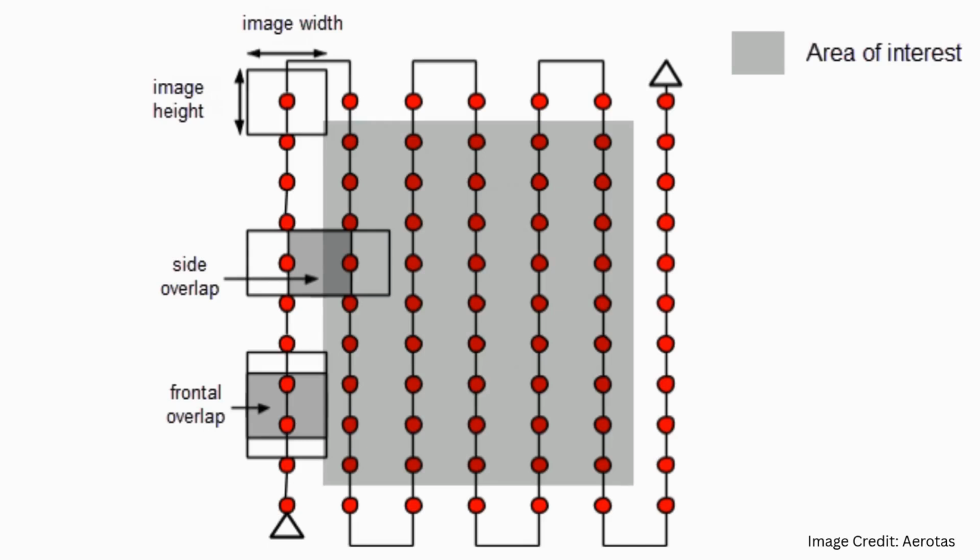Conclusion. To sum it up, we covered the 3 main types of overlap, their ideal percentages, the risks of too much overlap, and when it's okay to go beyond the norms.